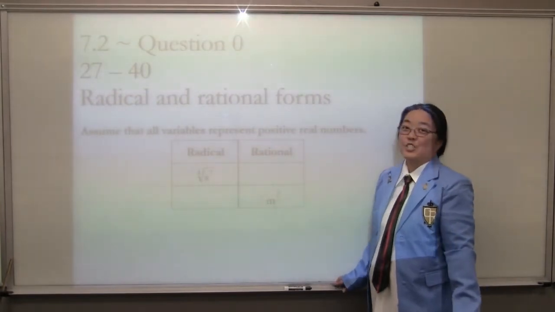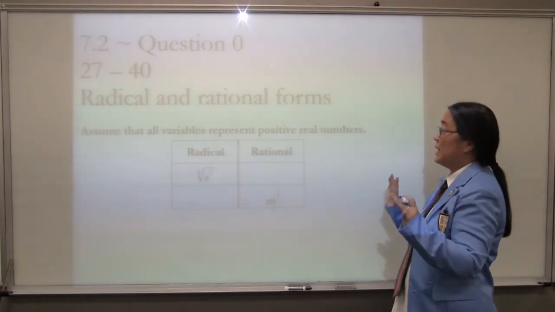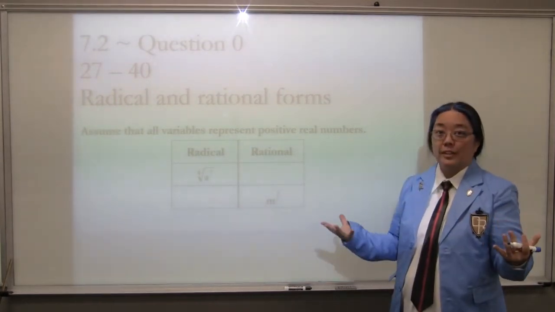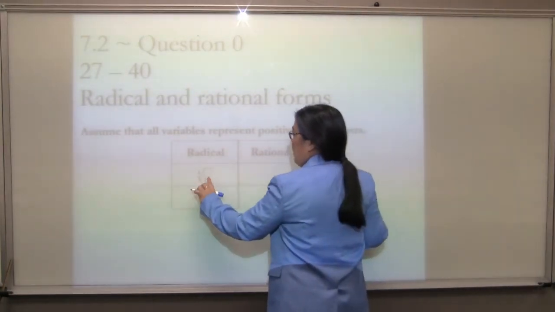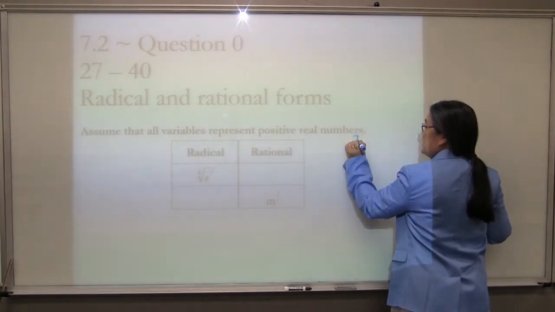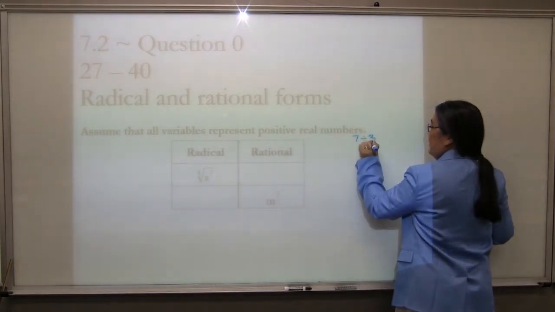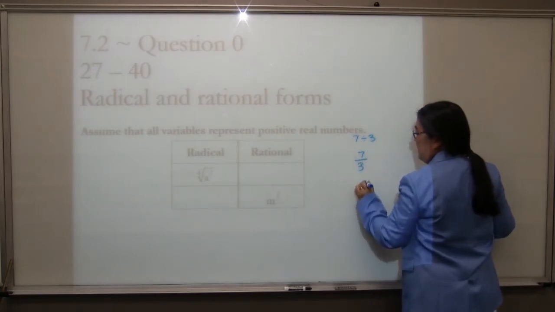Chapter 7, Section 2, Question 0. There is no question 0. This is a sign that just sets the stage for the entire section. So, over here, I want you to remember division. Remember, we could do 7 divided by 3, 7 divided by 3, and 7 divided by 3.